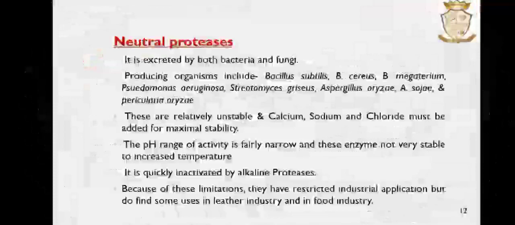Neutral proteases. It is excreted by both bacteria and fungi. Producing organisms include Bacillus subtilis, Bacillus cereus, Bacillus megaterium, Pseudomonas aeruginosa, Streptomyces griseus, Aspergillus oryzae, Aspergillus zoae, etc. These are relatively unstable, and calcium, sodium chloride must be added for maximal stability.